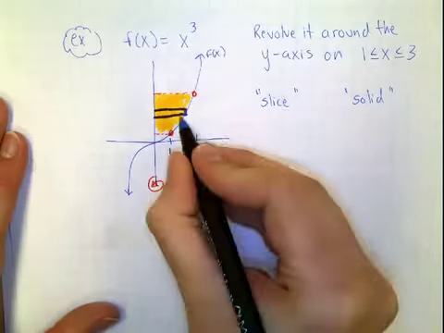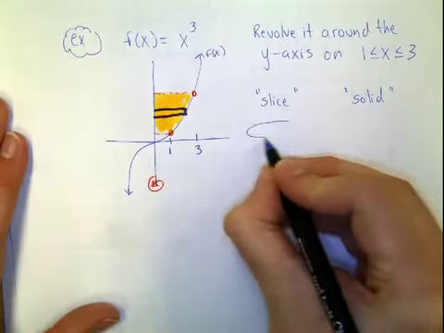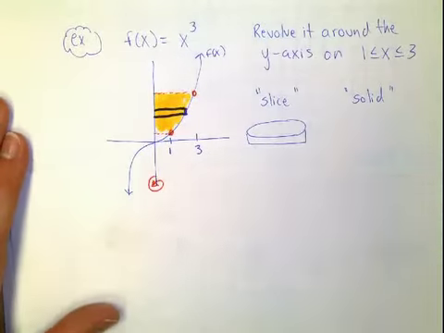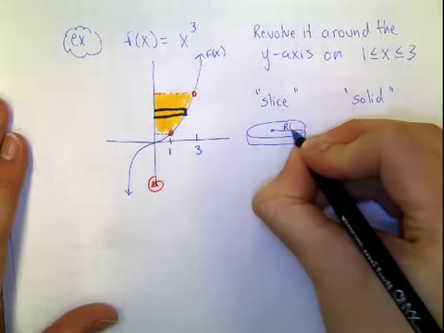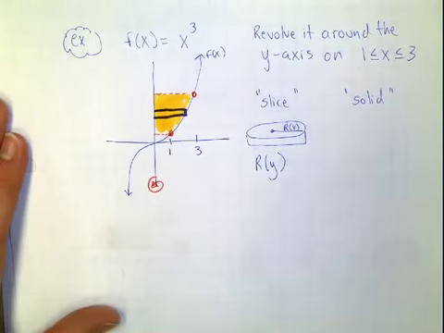over here. My slice is this one rectangle spun all the way around, forms a disk that looks like this. And this disk has a radius on the inside, but it's in terms of y's. So it's r of y, represents the radius.